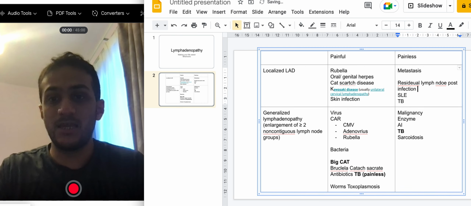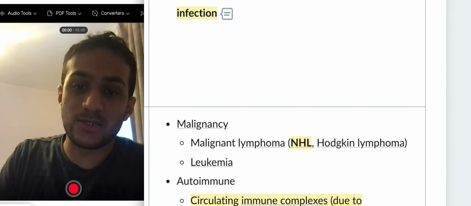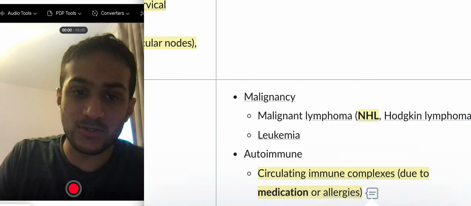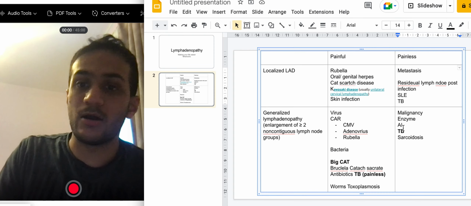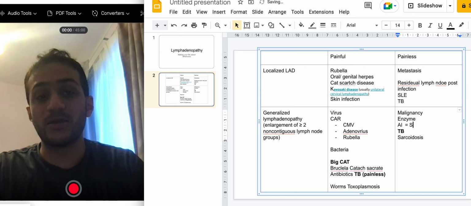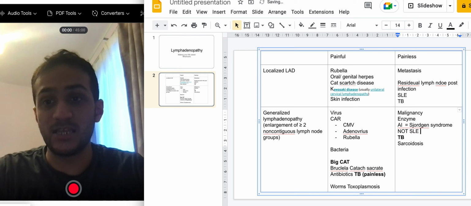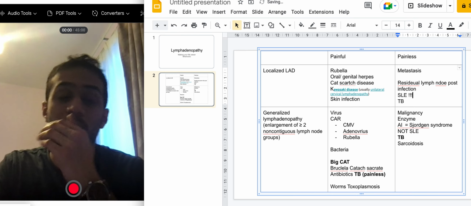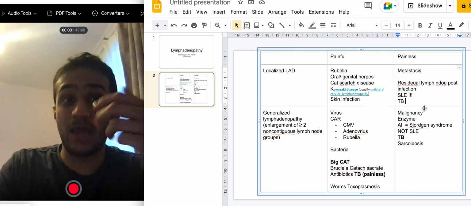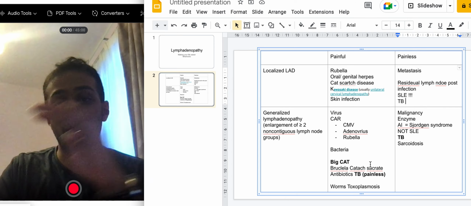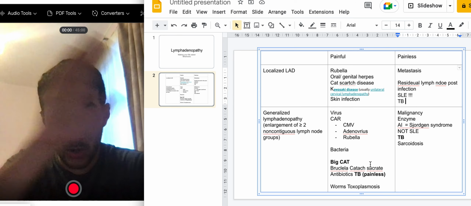Then we spoke about SLE. I said that SLE is in the autoimmune category. Yeah, sorry, that was a bit of a mistake from my side. I didn't mean to write SLE over here. It's not SLE. I just want to make it Sjogren's syndrome. Okay, not SLE. SLE is going to be painless. It's going to be really painless. I want to make that clear. Again, this is something that's overlapping. It can be localized, it can be generalized, and it is painless. Although I put it in my painful mnemonic, please don't confuse it. It is painless.